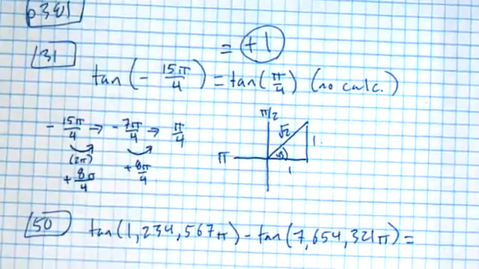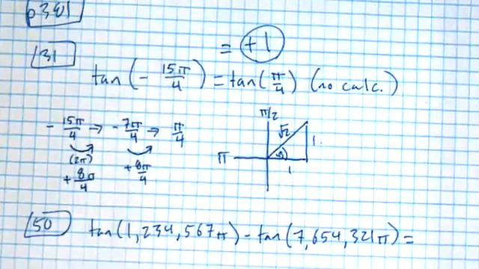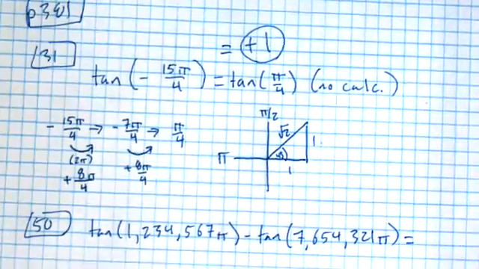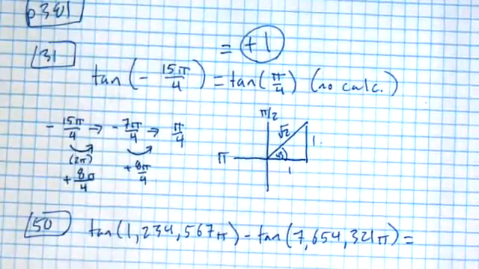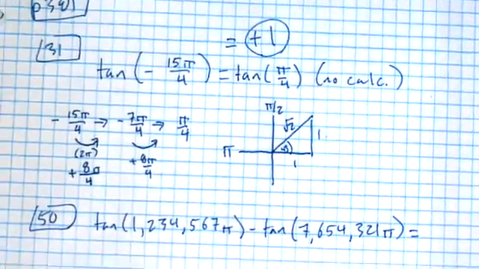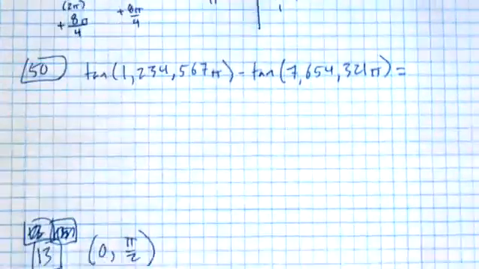Kind of a lot of steps to those, but this is where we're really going to get familiar with the unit circle, doing these types of problems. Are we good on 31? Any follow-ups on that one before we move on to 50? All right, this is a weird one.